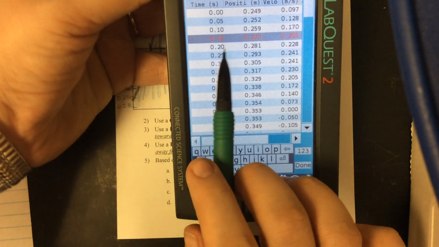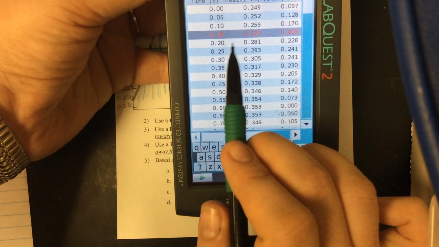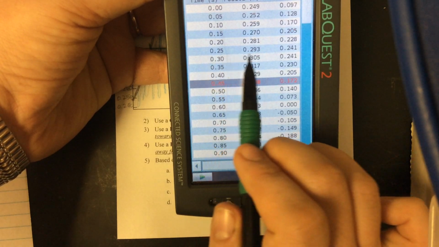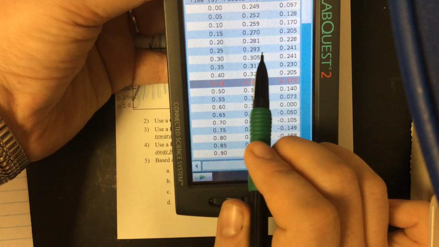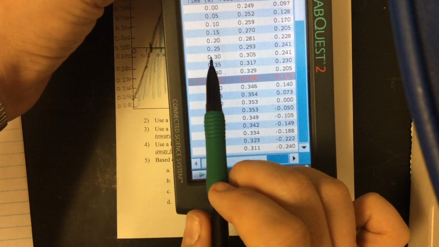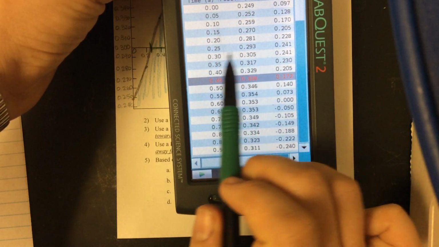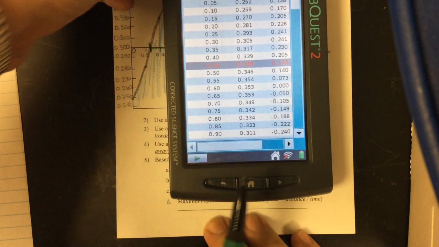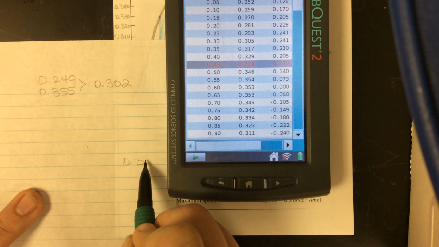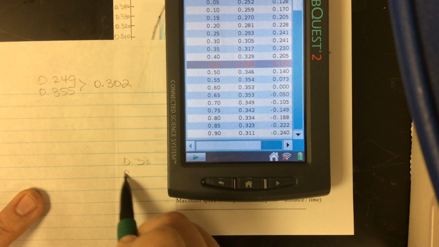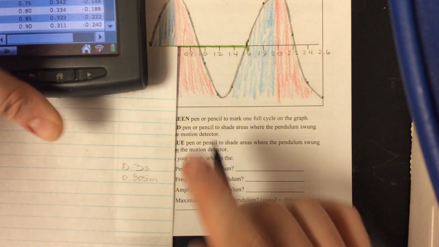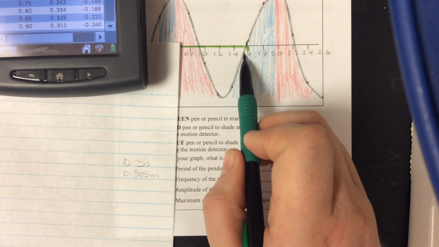And I'm going to go somewhere around 0.2 seconds. Okay, right in between 0.25 and 0.3 is where it hit that equilibrium point. So I'm going to start with this right here, 0.3 seconds. Okay, 0.3 seconds. I know that my position was 0.305 meters. And the end of that cycle is somewhere around 1.6 seconds.